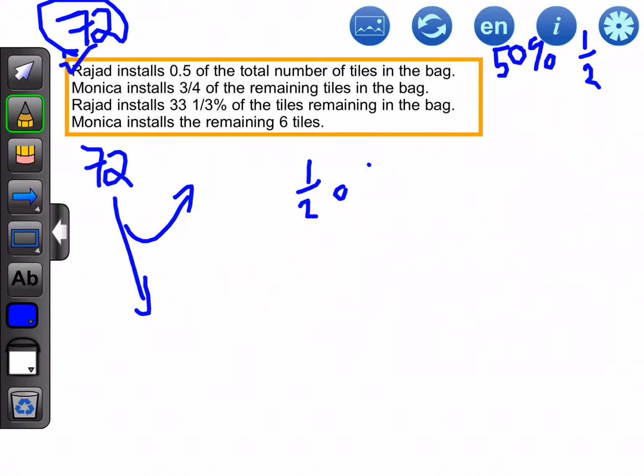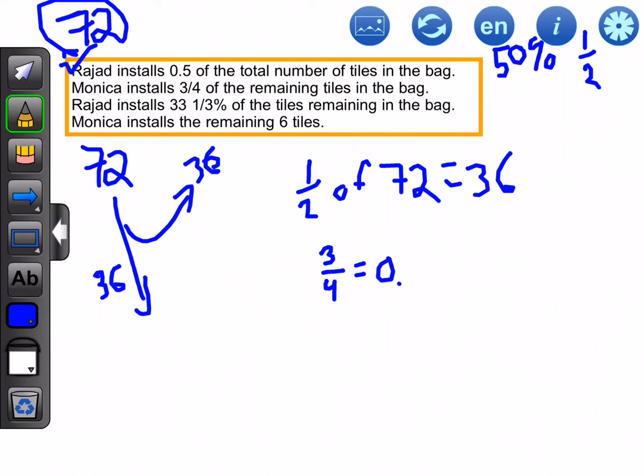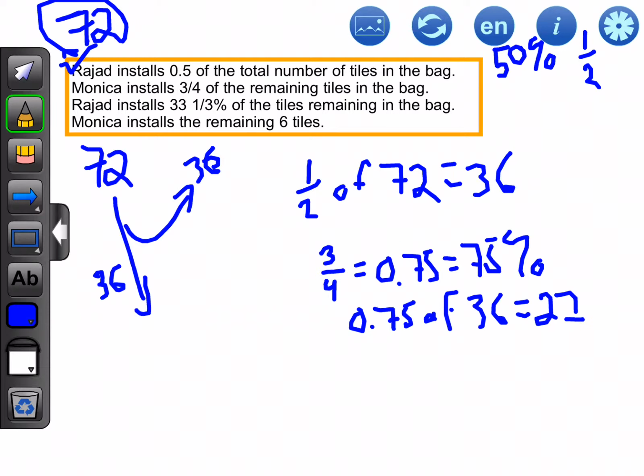Half of 72 equals 36. So 36 tiles go up to the ceiling, and there are 36 tiles left in the bag when Monica comes along. Monica installs 3/4 of the remaining tiles in the bag. Now you can think of this as 3/4 or 0.75 or 75%. It doesn't matter, they are the same value. But 3/4 or 0.75 of 36 is 27. So 27 are how many she installed, which leaves 9 in the bag.